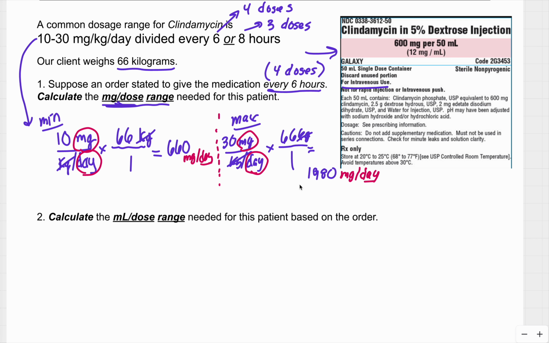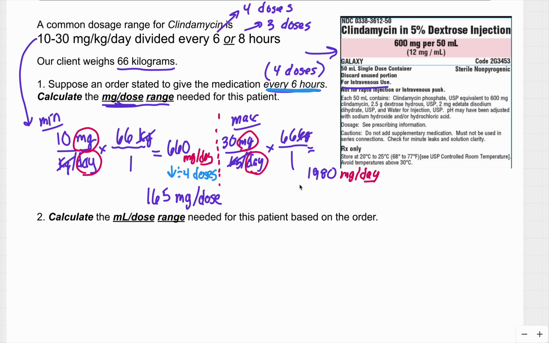What we need to figure out is what they need per dose. And so what I need to do here is to divide by the number of doses. I'm taking this entire amount over the day, and I'm dividing this by 4 doses. So I'll just go ahead and divide this by 4 doses, and the reason it's 4 is because we're doing this every 6 hours. So 660 divided by 4 is 165. And this is the number of milligrams that they need as the minimum per dose.